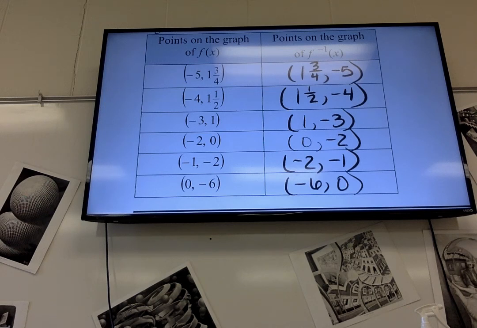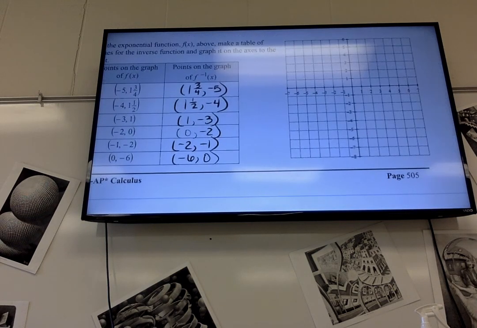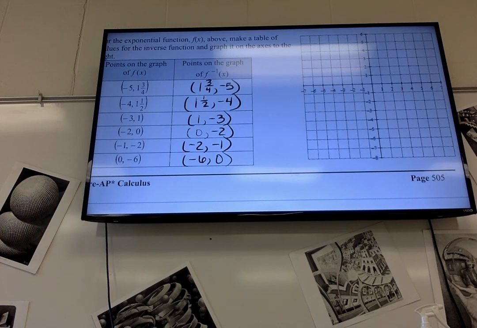If you get done writing those down, we're going to graph them on the grid right next to it. So if you want to start graphing them, that's cool. The inverse, good question. This is the inverse of the graph that's above it. Make it a different color.